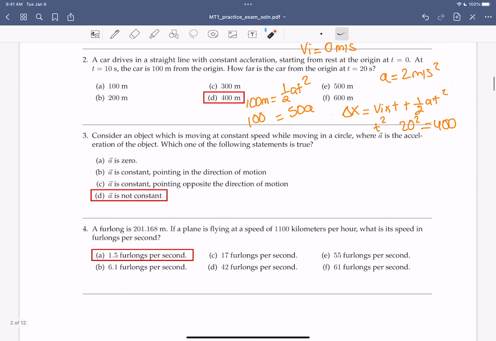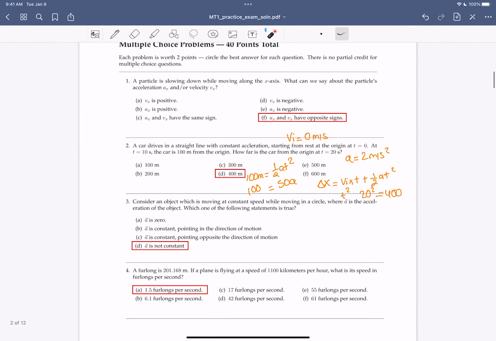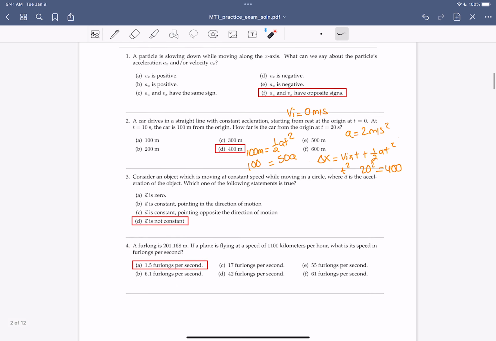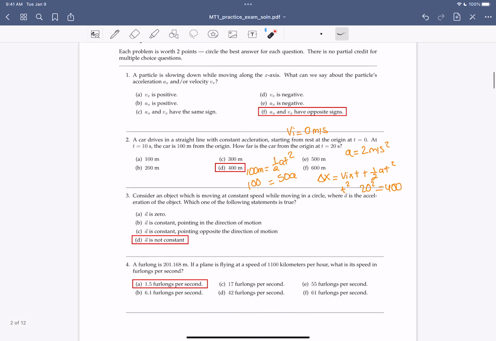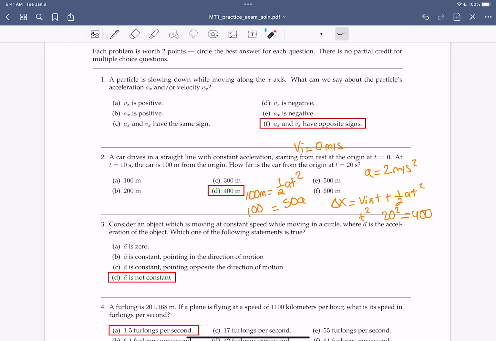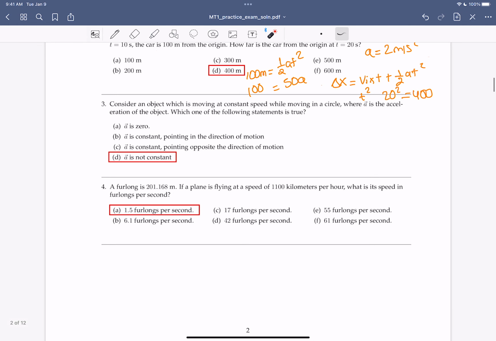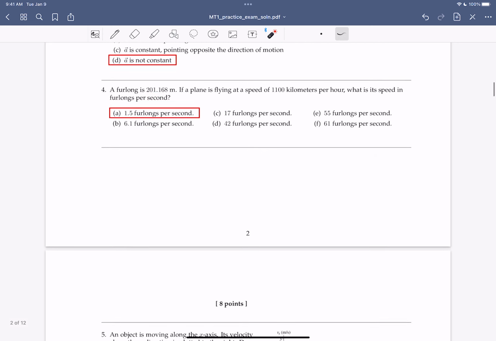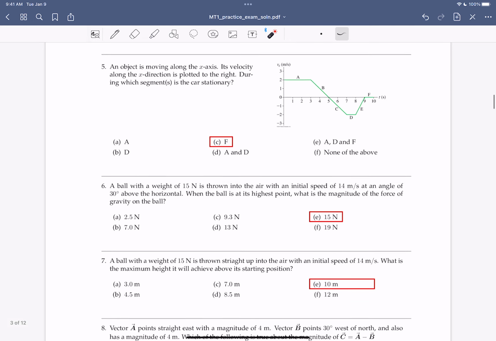Other than that problem, you can see here 1, 3, and 4 are real quick definition type problems, right? So they're asking you the direction of velocity, acceleration, if you're speeding up, slowing down. So if you are aware of what it takes to speed up, what it takes to slow down, those problems should be hopefully pretty easy. And then this one is a straight up conversion problem, going from kilometers per hour to meters or furlongs per second, my bad. So that's a straight conversion there.